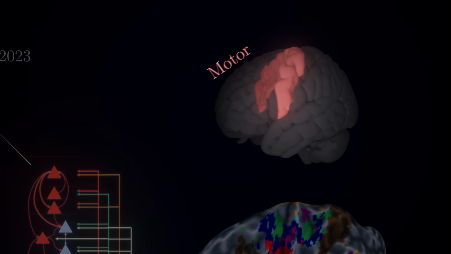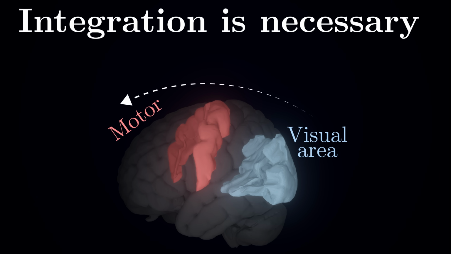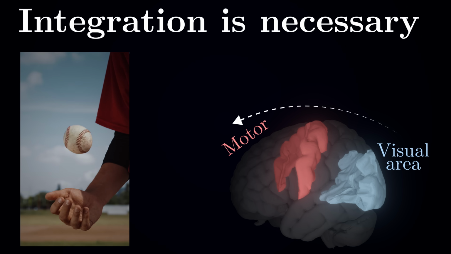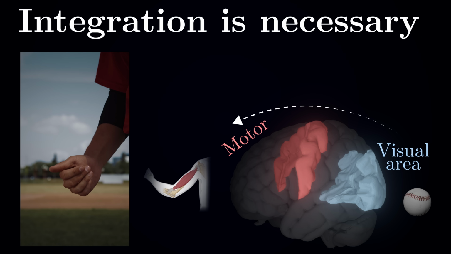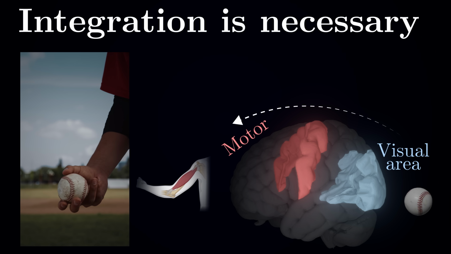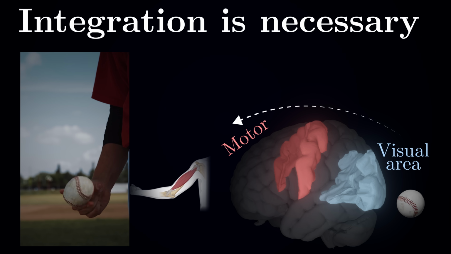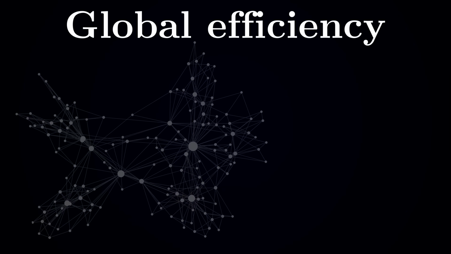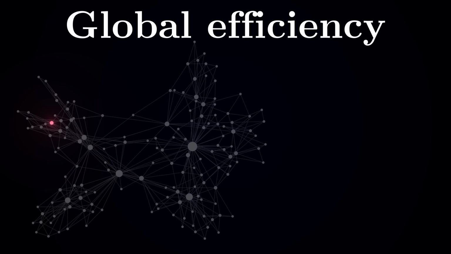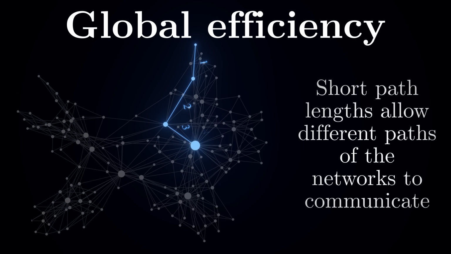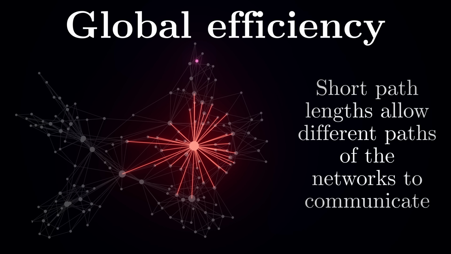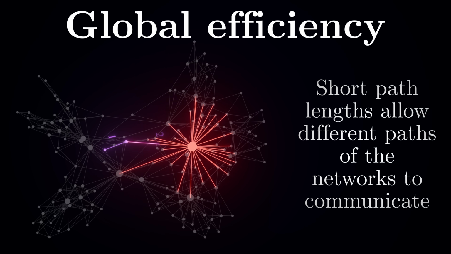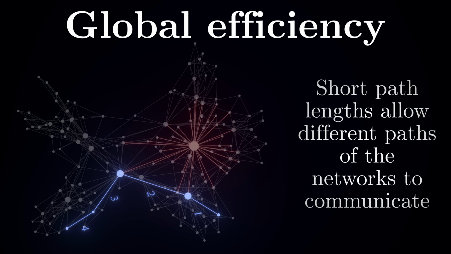But specialized computation alone isn't enough. The brain needs to rapidly combine information from these different modules to create coherent experiences and actions. Imagine catching a ball. Your visual system needs to communicate with motor areas to guide hand movements. You need to integrate information about the ball's speed, trajectory, and position with precise muscle control, all in a fraction of a second. This requires global efficiency, the ability to quickly transmit signals between any two points in the network. This is where the magic of small-world architecture truly shines. These crucial shortcut connections, and especially hub neurons, dramatically reduce the number of steps needed for signals to travel between distant brain regions. Information can traverse millions of neurons in just a few synaptic hops.